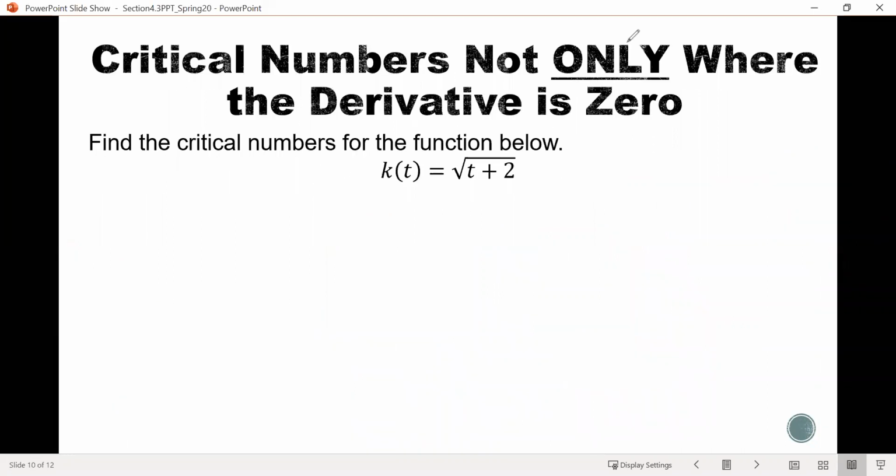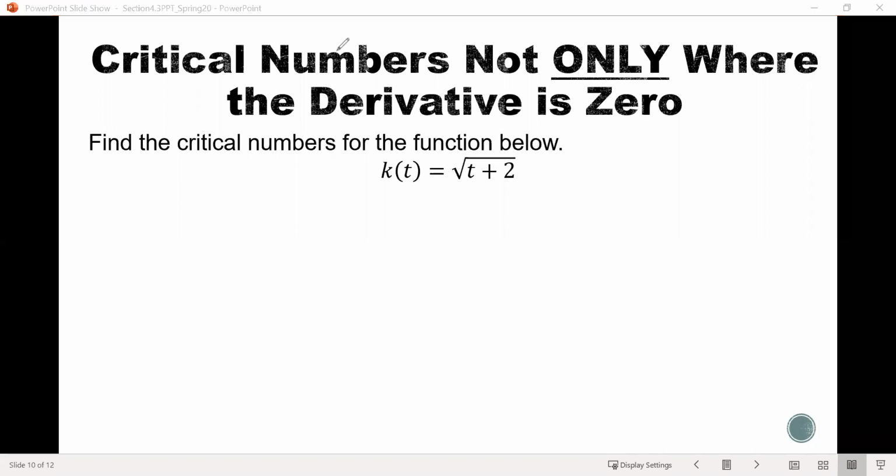All right, one more thing from this section. The examples we've looked at between the last two videos about finding critical values have so far just been where the derivative equals 0, and I keep stressing that it's also where the derivative is undefined. So I want to show you an example of that.